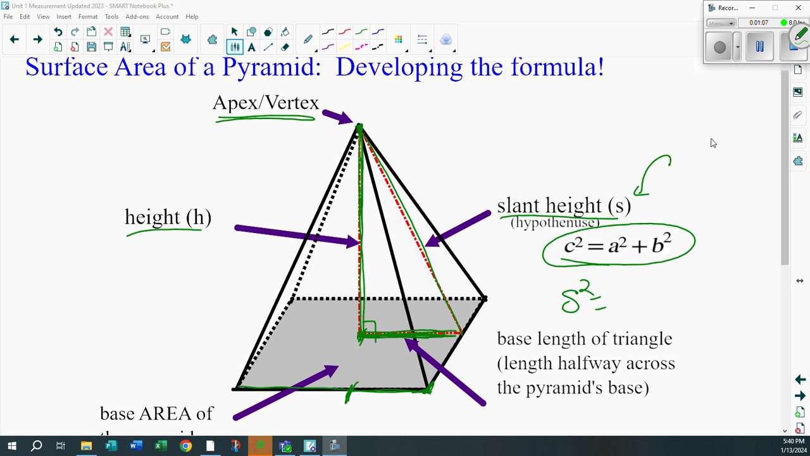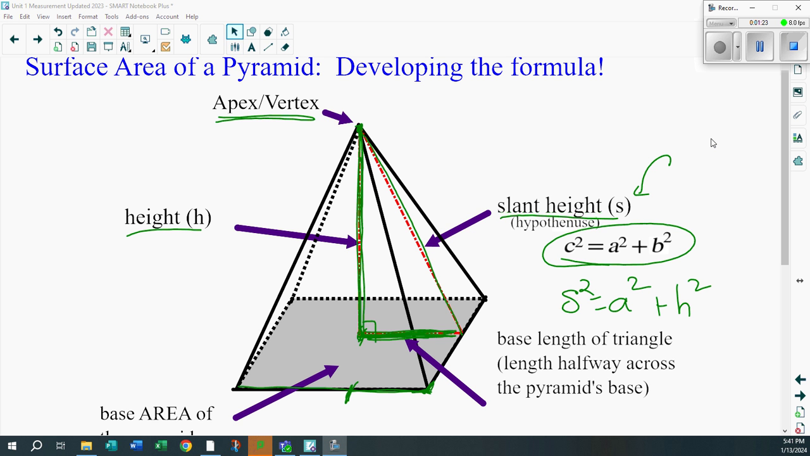S squared is, oh, look at this distance here. We can still refer to it as a squared, and the height. Okay, if you want, you can even call it h squared. I don't care. Whatever, it's still Pythagoras. But the most important thing to notice here is this.